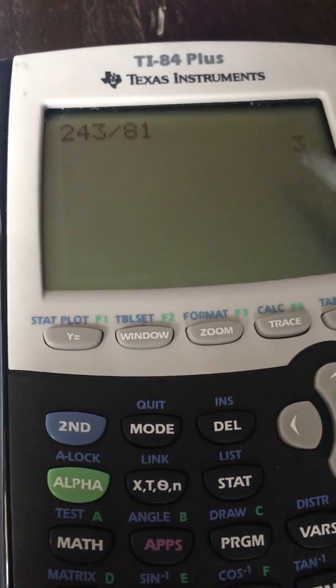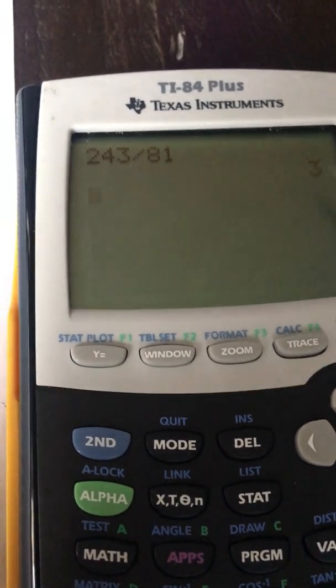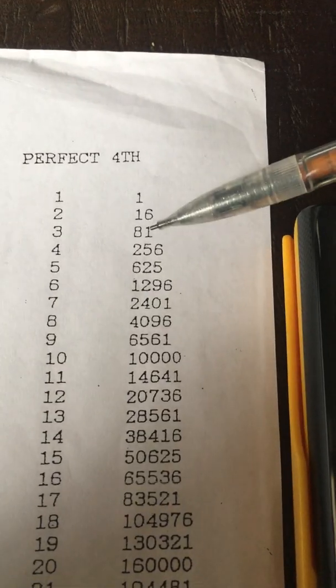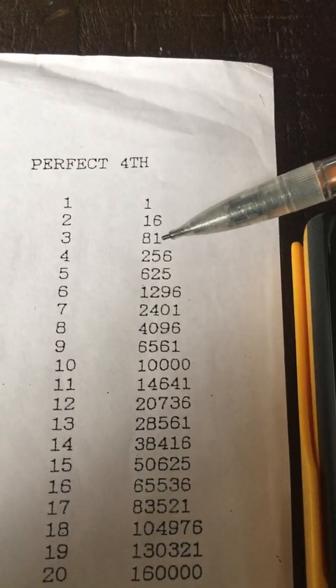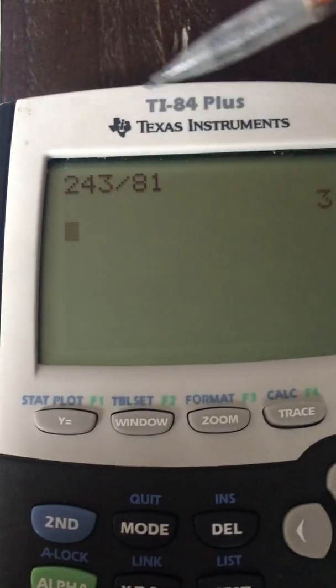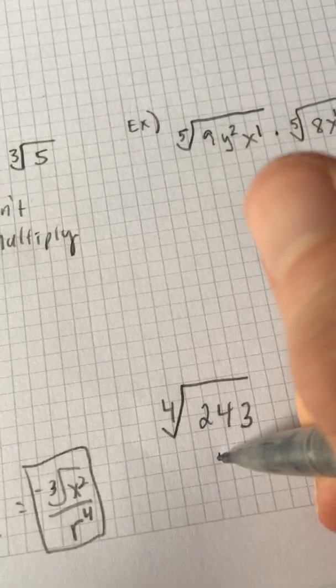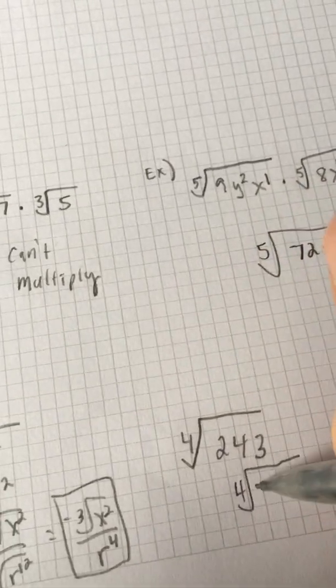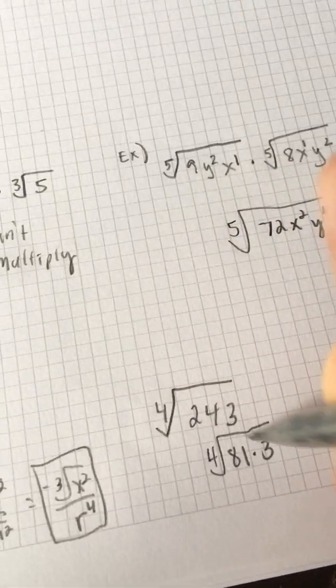So yes, it goes into it evenly. That's what you're looking for. If you see a decimal here, then your answer is no. So the biggest perfect fourth that goes into 243 is 81. How can I write that? I can write that as 81 times 3. So the fourth root of 81 times 3 still gives us this.